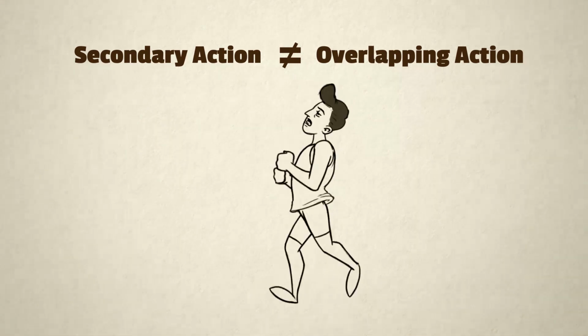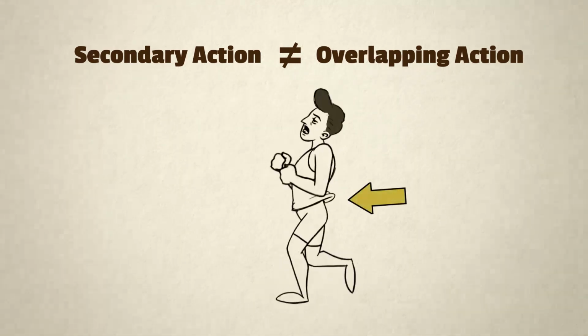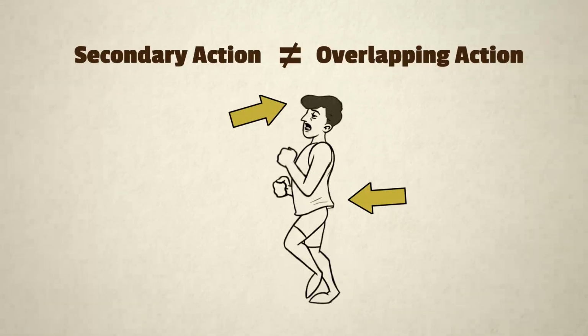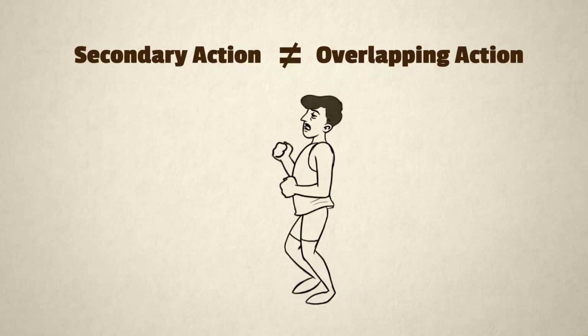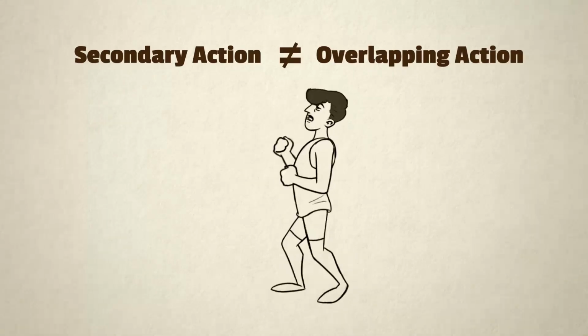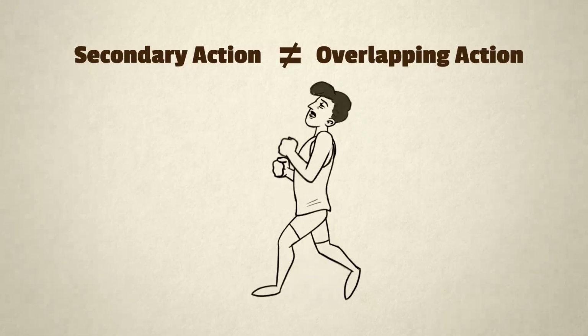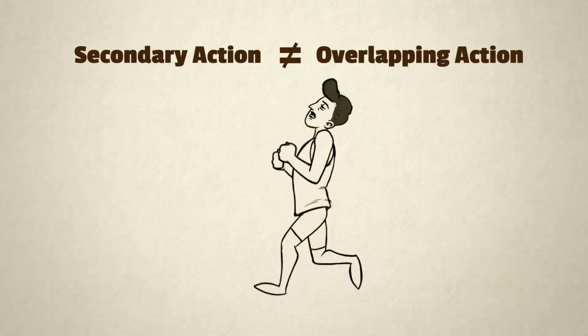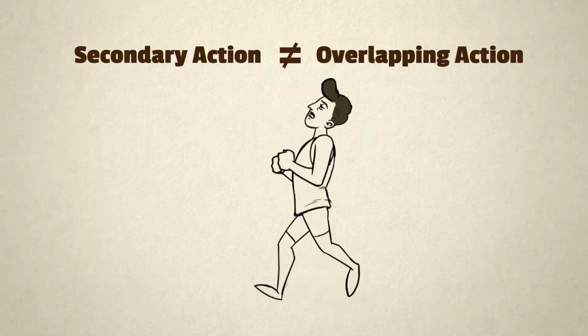So on our jogger, the movement of his shirt and hair are overlapping action because they are a result of the motion of the run. His facial expression and brow wipe, however, are secondary actions because they're generated by forces separate from the running. They aren't an inherent part of that action, they're additions that come from the character's emotional state.